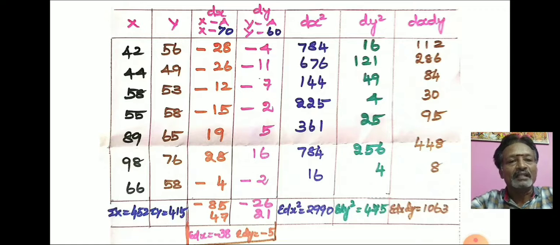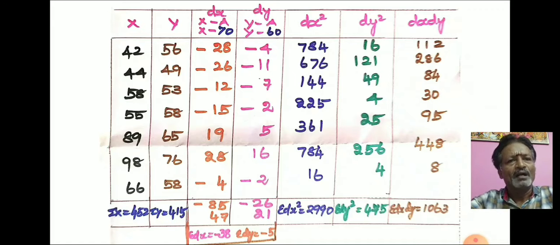In dx, the total of all negative values is minus 85 and all the positive values total 47. Now you take the difference between these two. Here the negative value is greater, so you put a minus sign, and the difference between 85 and 47 is 38. So sigma dx is equal to minus 38.